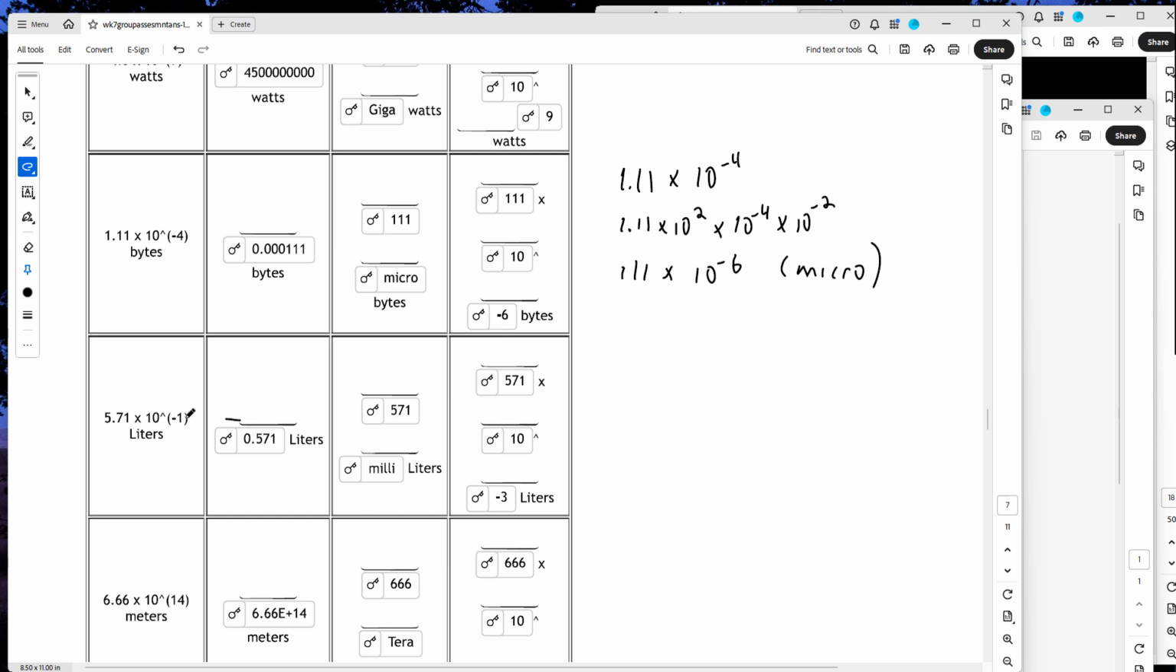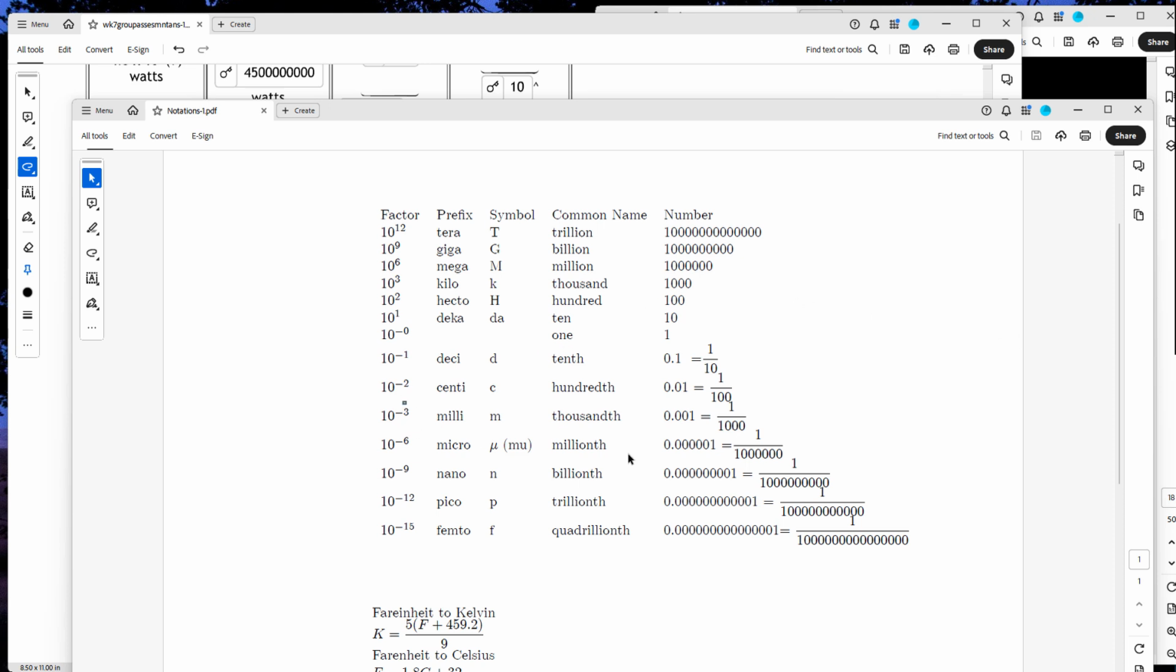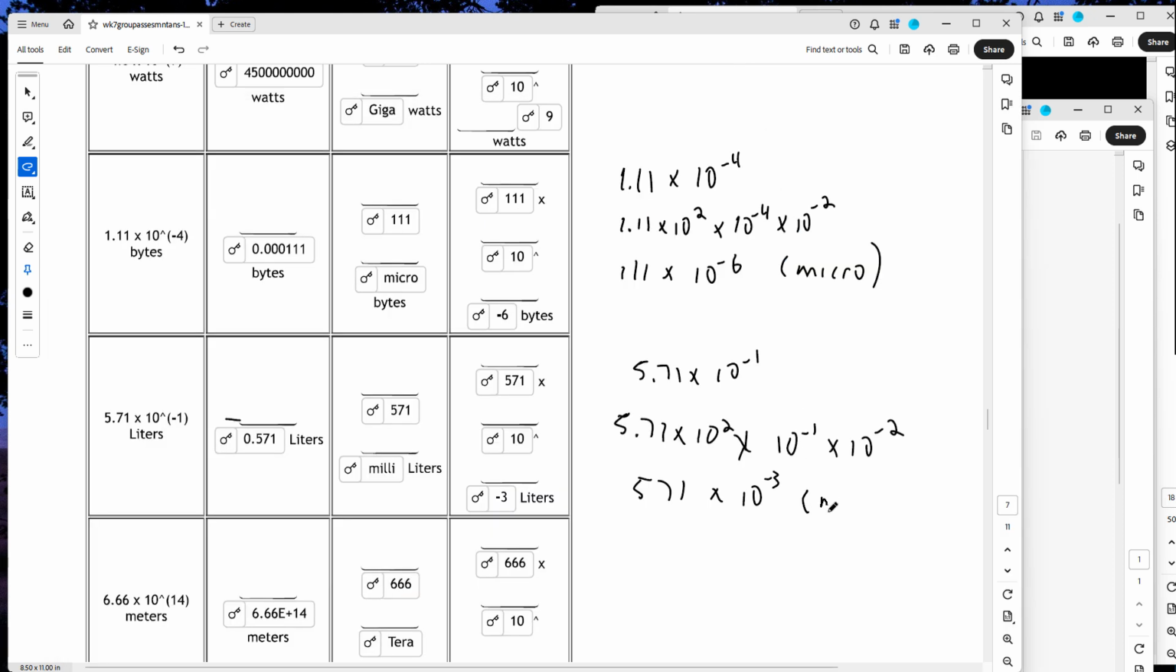Okay. Here I have a minus 1 to put in engineering notation. So I can say 5.71 times 10 to the minus 1. Let's see here, and go down to a minus 3. Okay, so 5.71 times 10 squared times 10 to the minus 1 times 10 to the minus 2. And that makes this 571 times 10 to the minus 3, and minus 3 here is milli.